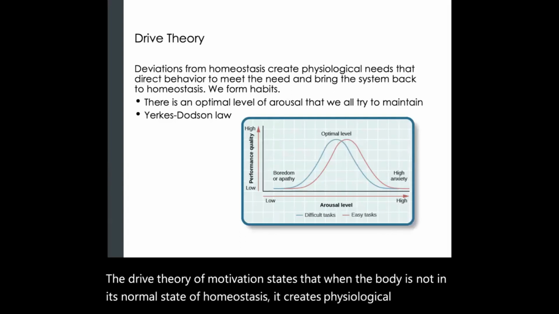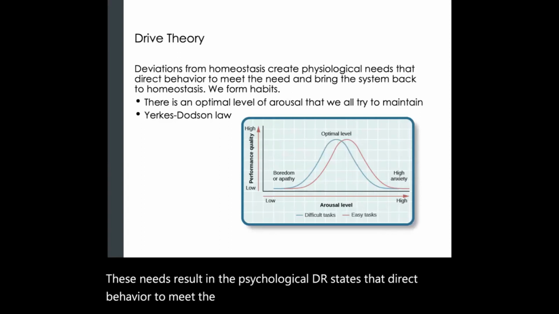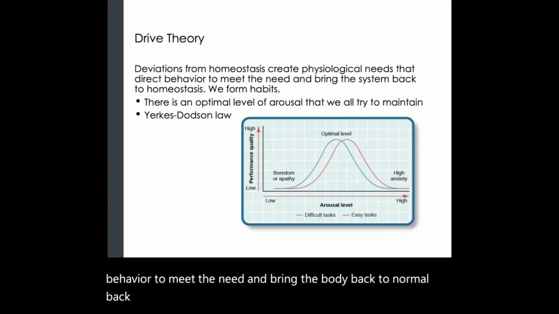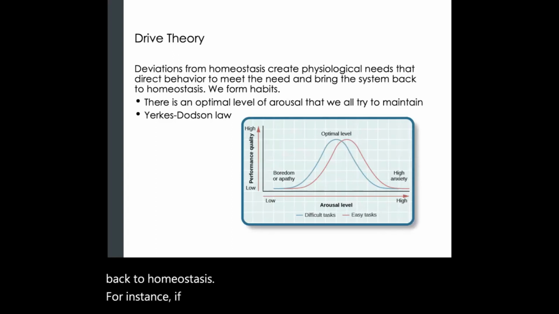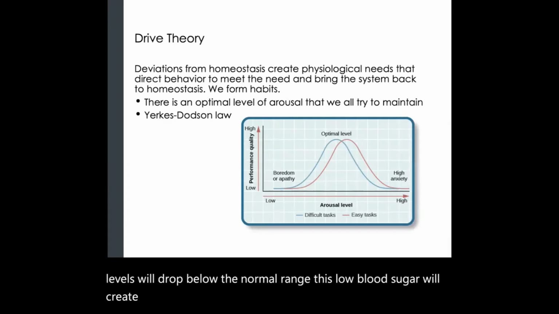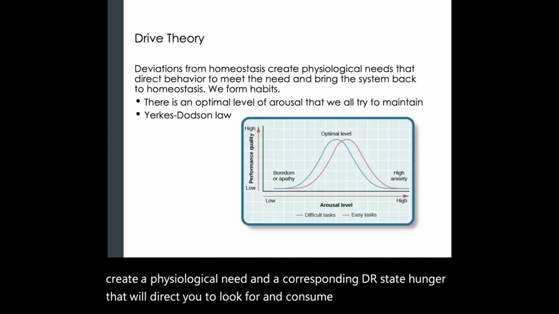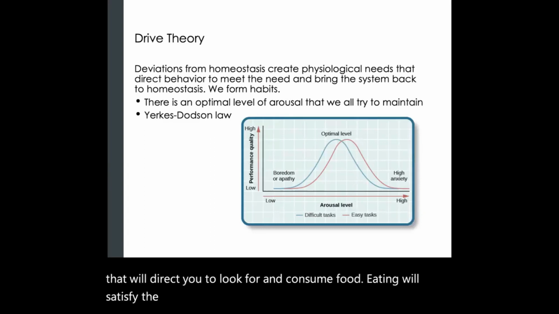These needs result in the psychological drive states that direct behavior to meet the need and bring the body back to normal, back to homeostasis. For instance, if you have not eaten for a while, your blood sugar levels will drop below the normal range. This low blood sugar will create a physiological need and a corresponding drive state, hunger, that will direct you to look for and consume food. Eating will satisfy the hunger urge and eventually bring your blood sugar levels back to normal.